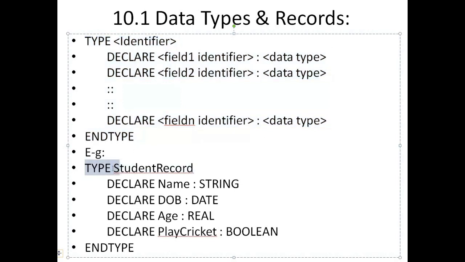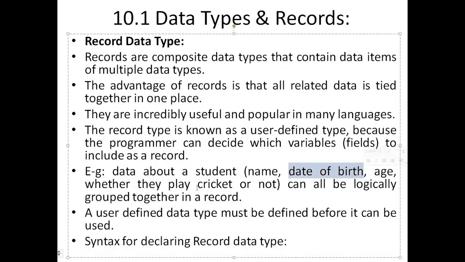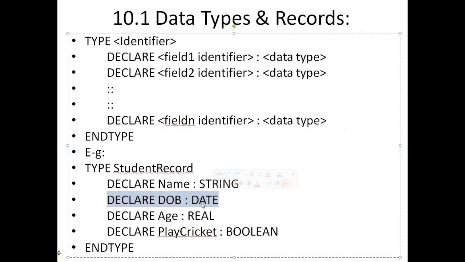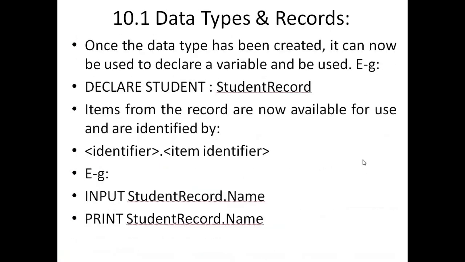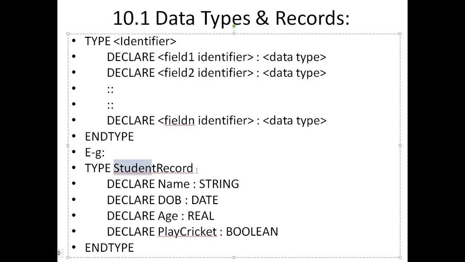For example, TYPE, this would be the keyword. StudentRecord is the name we have given to it. Then DECLARE Name as STRING. Then the second thing we need is date of birth. So DECLARE DateOfBirth as DATE. Then we declare Age as REAL, and PlayCricket as BOOLEAN, and ENDTYPE. We have successfully created 4 columns or 4 attributes in this record structure, so that all 4 values can be stored in this user defined data type, which we have named StudentRecord.